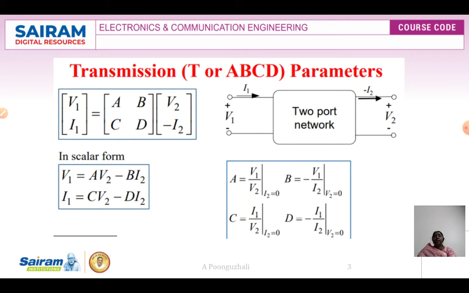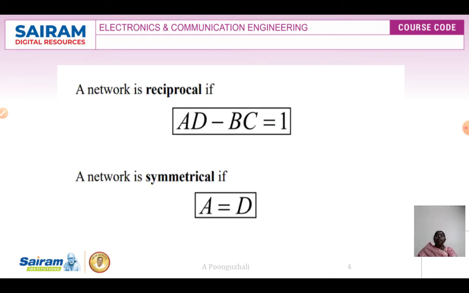Next we are going to find D. D is I1 by minus I2 at V2 equal to 0. V2 equal to 0 means short circuit. Here both are currents, so it is a current gain: input current by output current, the short circuit reverse transfer current gain. We say a network is reciprocal if AD minus BC is equivalent to 1, and a network is symmetrical if A is equal to D.